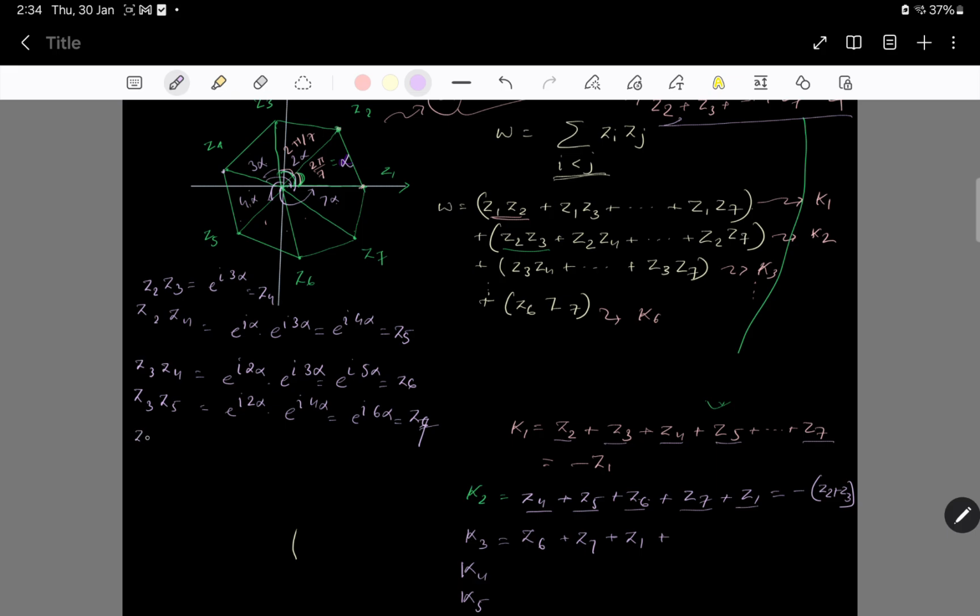Now similarly, z3 times z7 will be e to the power i 2 alpha multiplied with e to the power i 6 alpha, which is e to the power i 8 alpha actually. So there is no 8 alpha. 8 alpha means simply the z2.